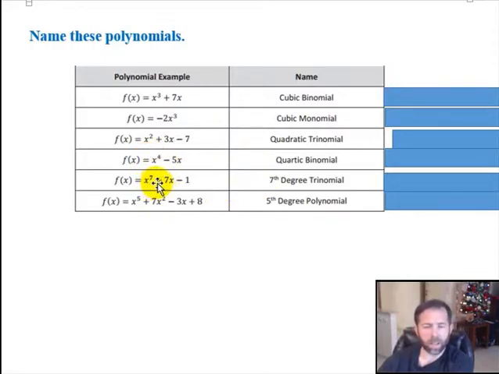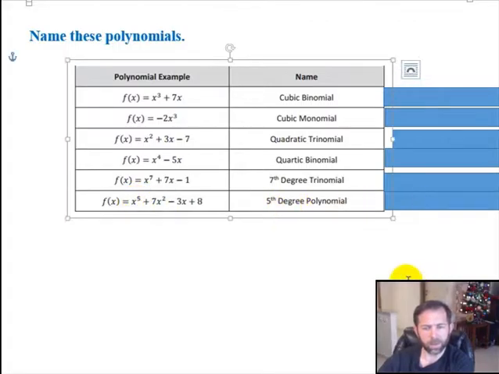And this one, same thing, you could give it the special name or you could just say 7th degree trinomial. And the last one here is a 5th degree polynomial.